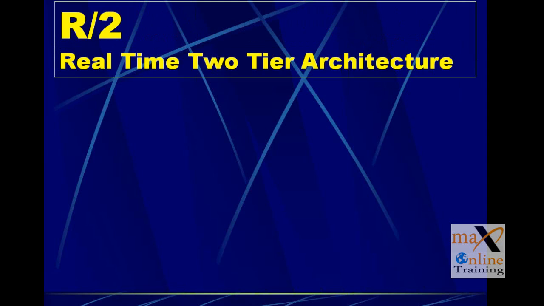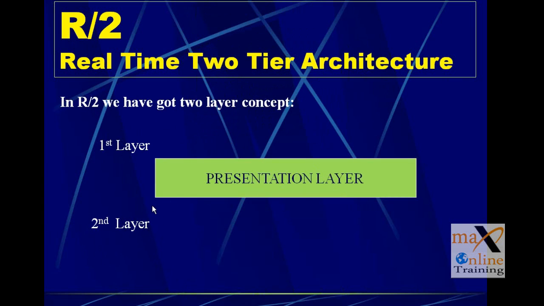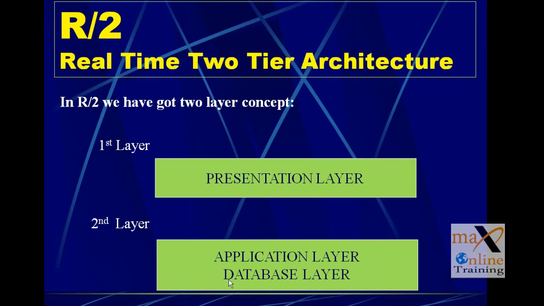Yeah, 3-tier and 2-tier. Here R stands for real time and 2 stands for 2-tier architecture. In this 2-tier architecture, in tier 1 you'll find the presentation layer, and in tier 2 you'll find the application as well as the database layer. The presentation layer is only for GUI. You already heard about GUI, right? Graphical user interface. Yes. The presentation layer is nothing but your GUI.